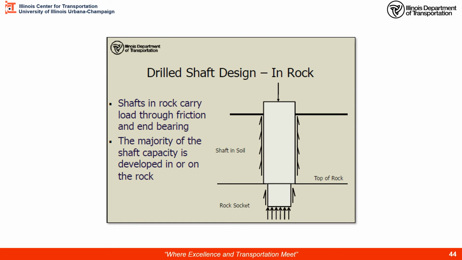More common in Illinois is using shafts that have a rock socket. Basically, you're going to drill through the soil and then take a smaller drill and create what's called a rock socket in the rock portion, and then that's what will support your structure.